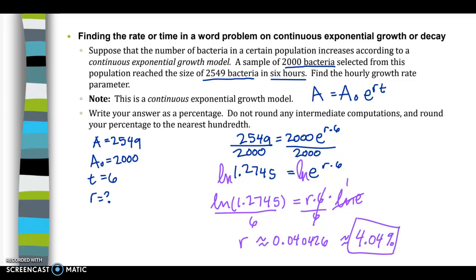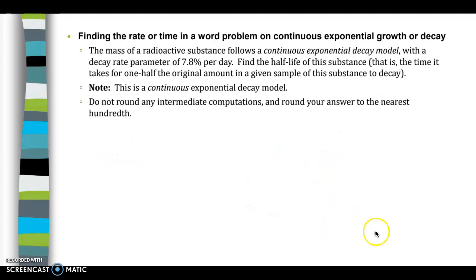Okay, so we solve it in very similar ways, but we just have to make sure we can pull out the right values, the right numbers to go with our equation. Let's go ahead and go over this problem. The mass of a radioactive substance follows a continuous exponential decay model with a decay rate parameter of 7.8% per day.